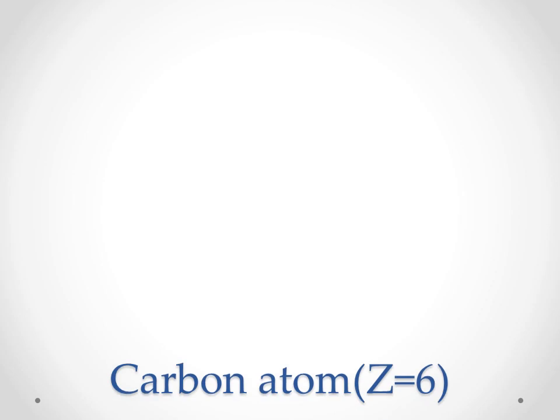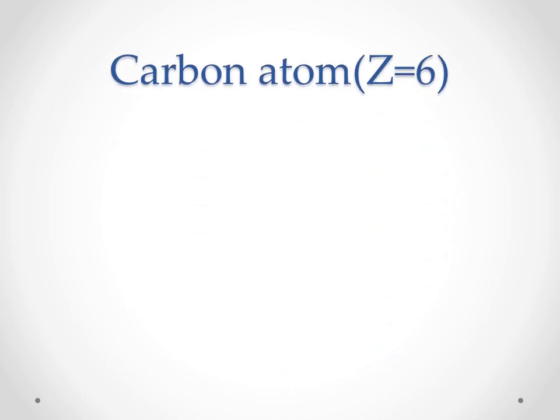Let us study the structure of some atoms. First we have carbon atom. The atomic number of carbon is 6. It means that it has 6 electrons. Let us see how these 6 electrons are arranged in different shells.